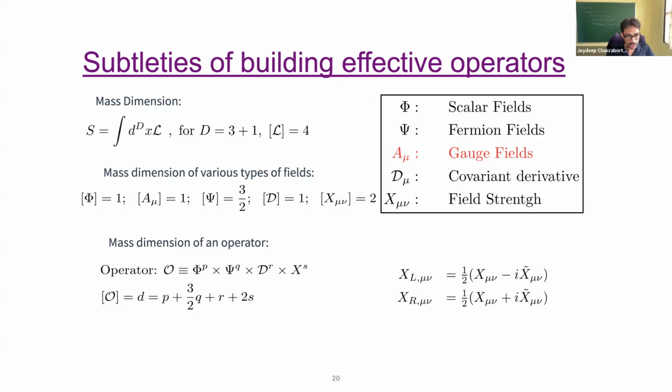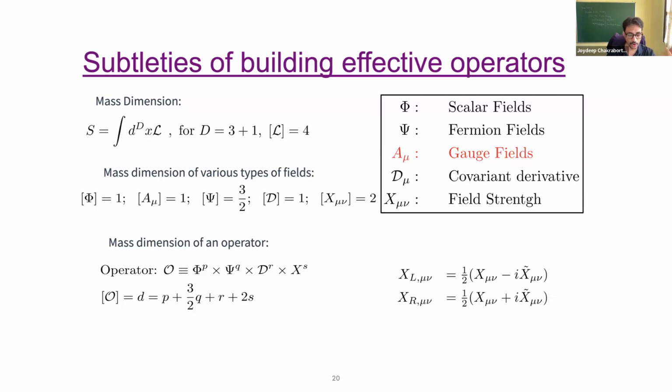Now if you look at the mass dimension, the operator written like this has a mass dimension of P plus 3Q by 2 plus R plus 2S. And this is the operator mass dimension, right? So you can see that if you change the values of P, Q, R, S, you can generate the same D. So there's a degeneracy in D for defined values of P, Q, R, S, and that's an important thing in effective field theory. That's why, for a given mass dimension of the operator D, you get different kinds of structures.